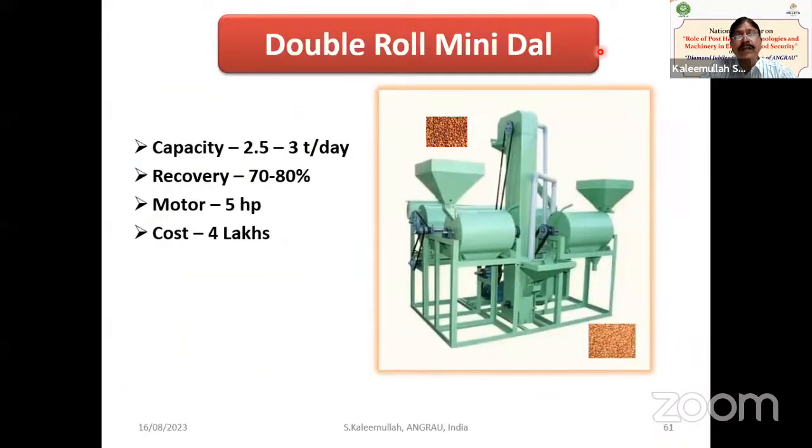The other one is a double roller dal mill. There you can see only one roller was there, but here we have a double roller dal mill, double roll, 2 rollers, and its capacity will be very high, nearly 2.5 to 3 tons per day.